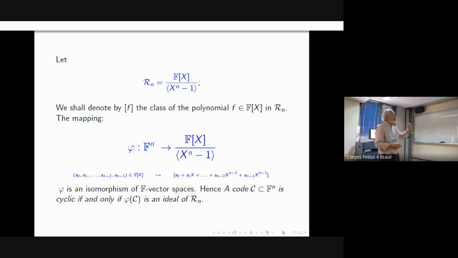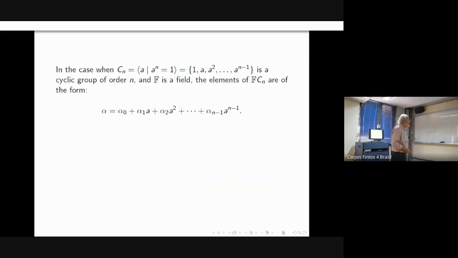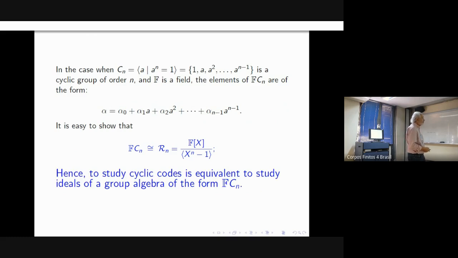We can work with codes using whatever we know about polynomials, Galois theory of finite fields, and things like that. On the other hand, if we take a cyclic group and we consider the set of all linear combinations of these elements, it's very easy to see that that set, which we denote like this, is isomorphic to this factor ring. So to study cyclic codes is equivalent to study ideals of a group algebra of this form.